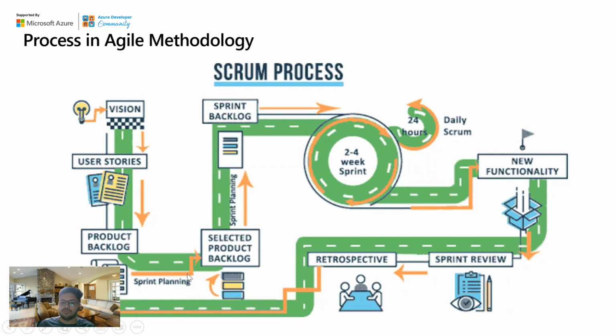Further, one more filtering would be done wherein only selected items from the product backlog are taken into consideration, and then the sprint starts. And as I told you, the span of the sprint cycle would be about 2 to 4 weeks, maybe 15 days or a month, we can say.